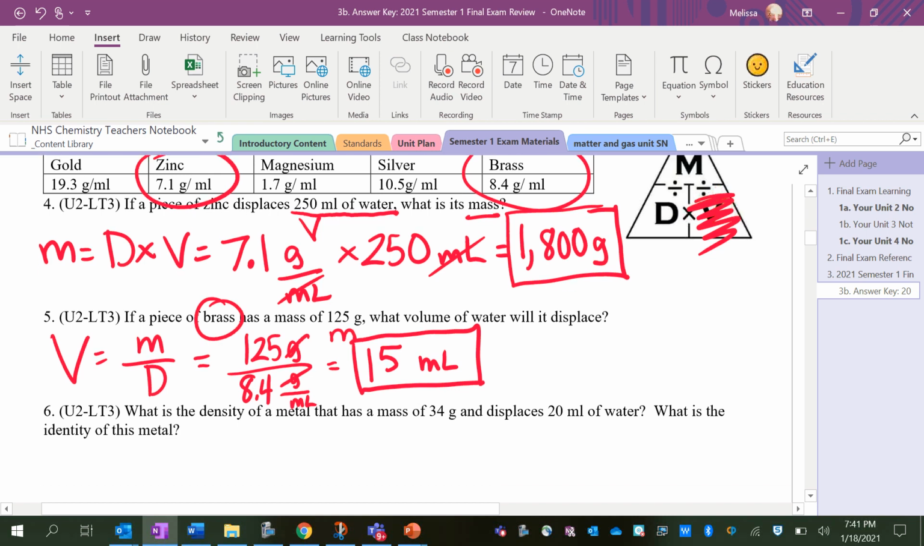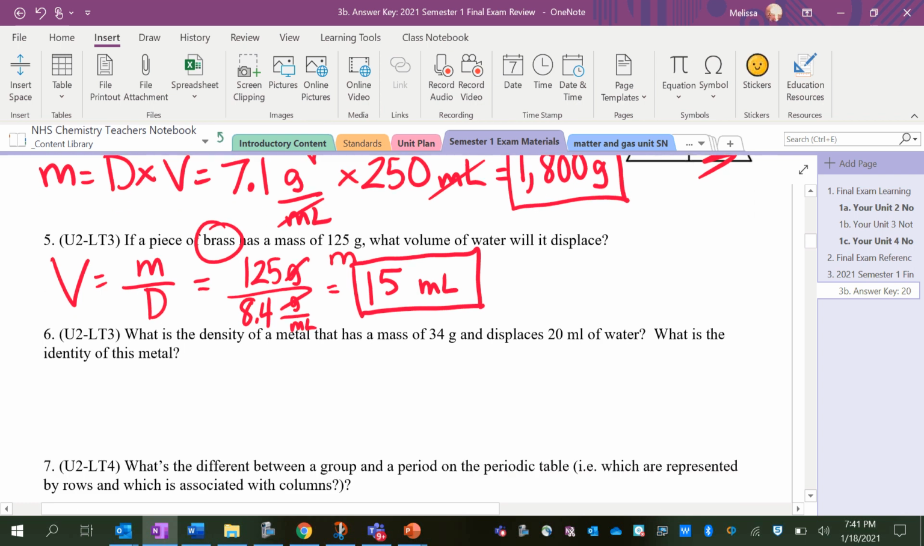And again, it's okay if you rounded differently, like if you wrote 14.88 or something. That's totally fine.